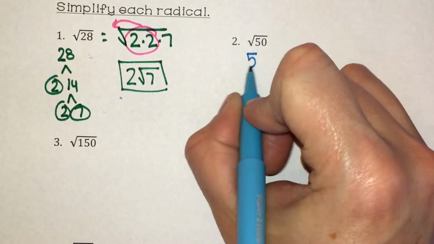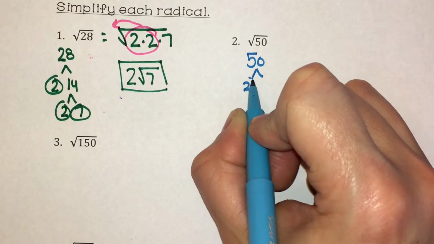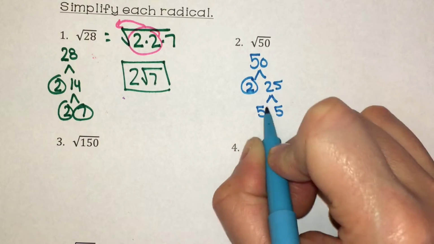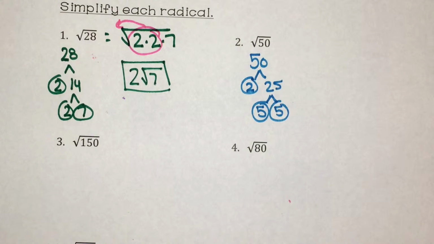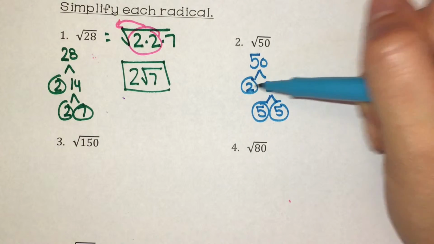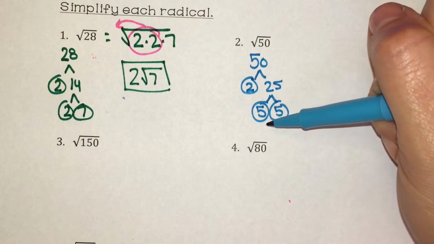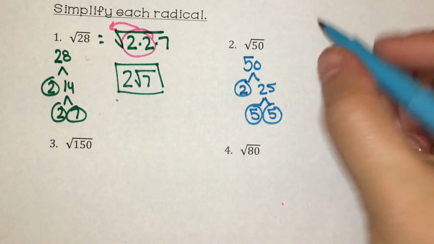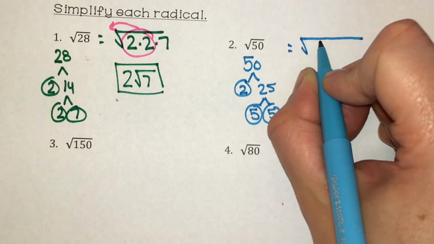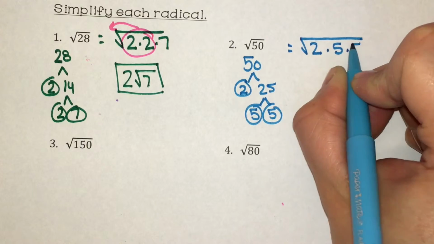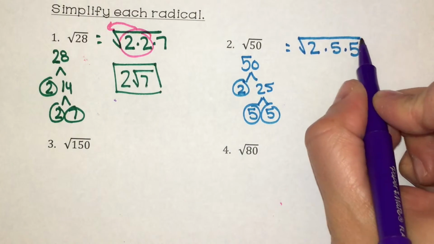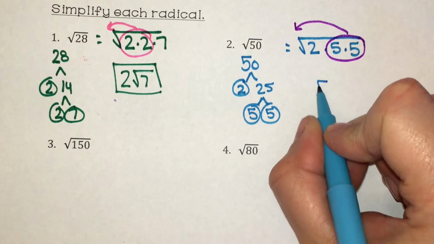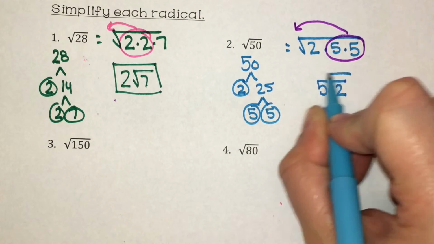All right, 50 breaks down to 2 times 25. 25 breaks down to 5 times 5. If you did this a different way, if you said maybe 5 times 10, and then 10 is 2 times 5, you'll still get the prime factors. So don't worry if you broke it down slightly different. This gives me the square root of 2 times 5 times 5. The 5s are multiplied by themselves, so we can bring a 5 out. We're left with the square root of 2.